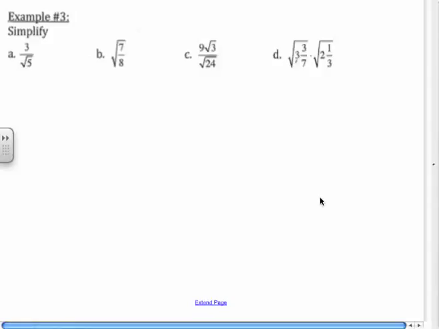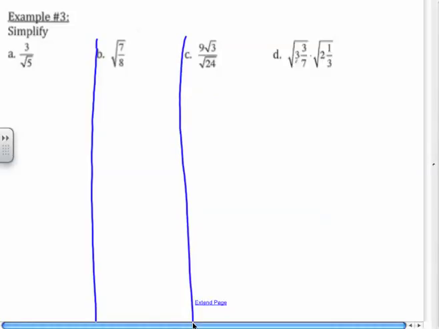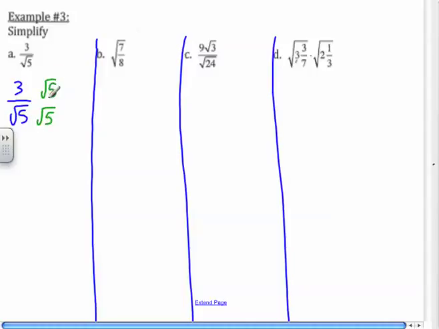Okay, folks, example 3, and I'm going to divide this screen as best I can so that we can see everything. This first one, 3 over root 5, there's really nothing I can do. I'm going to write it a little bit bigger because it's a little blurry. I need to rationalize because I've got this radical in the bottom. So I need to multiply the bottom and the top by root 5.